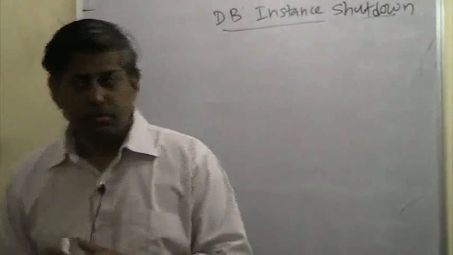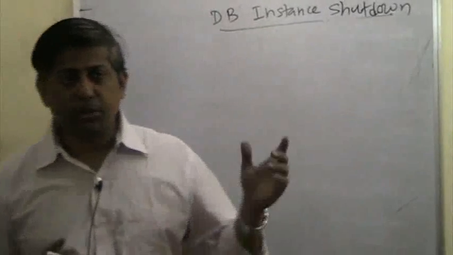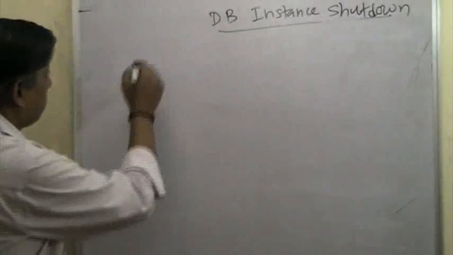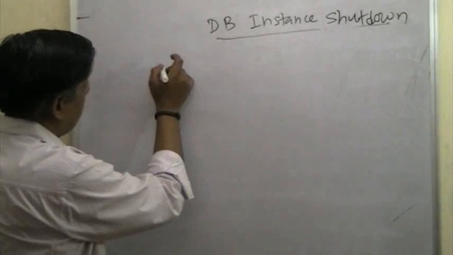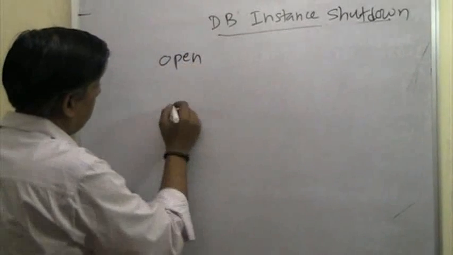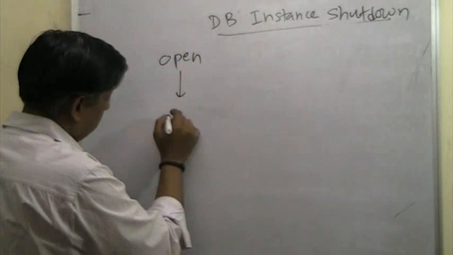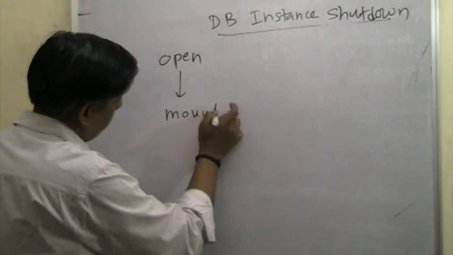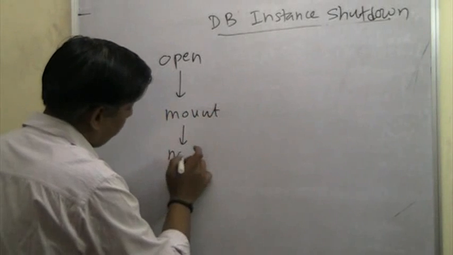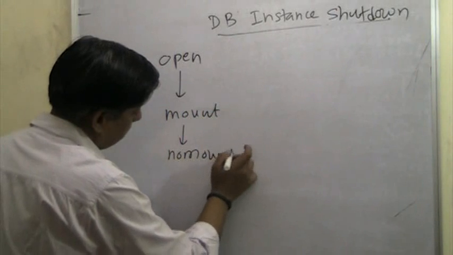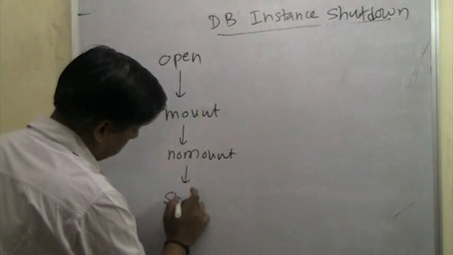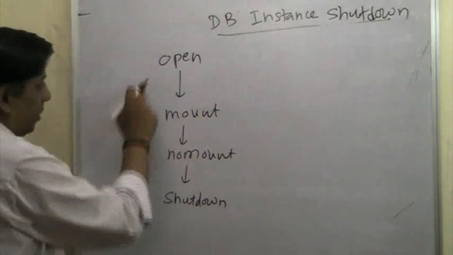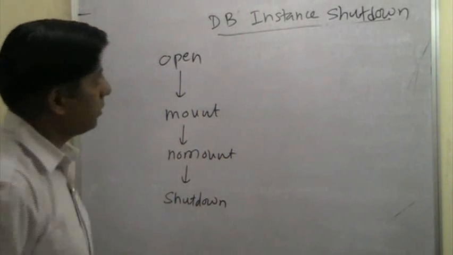So the same process in reverse is the shutdown process. Now, obviously I'm going to write down here: database is open, then the database goes to the mount phase, and then to the nomount phase, and then shutdown. So open to mount to nomount to shutdown. This is the shutdown process.